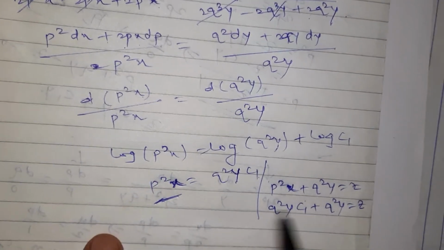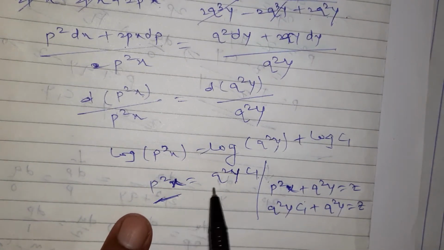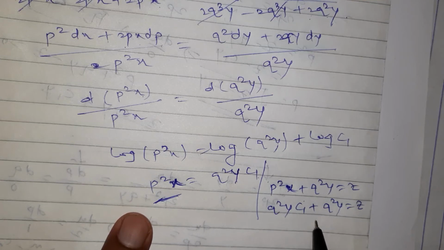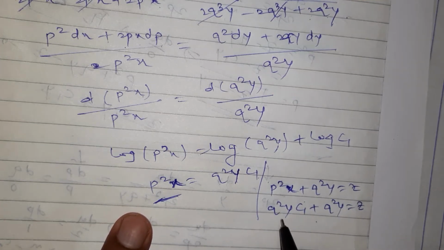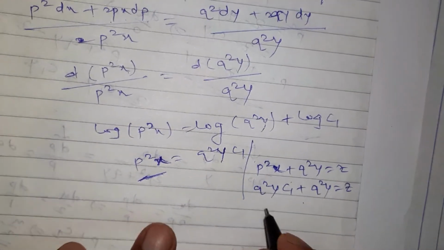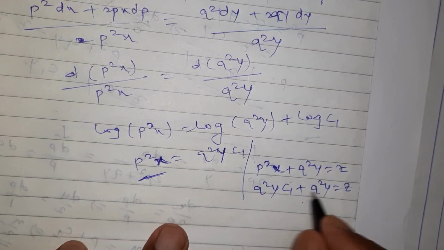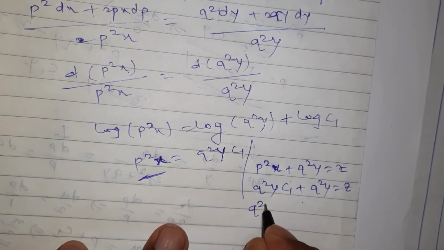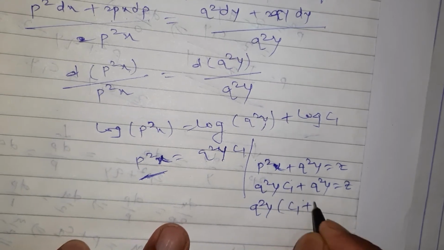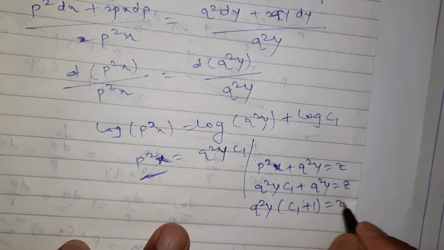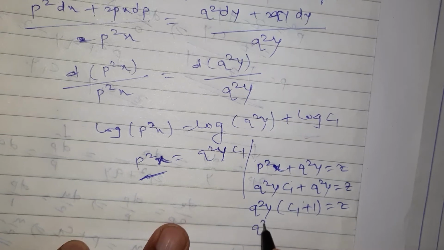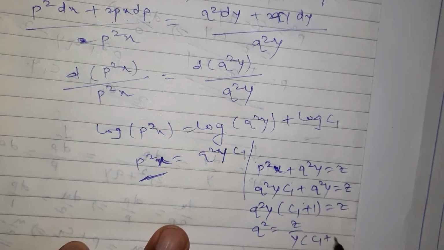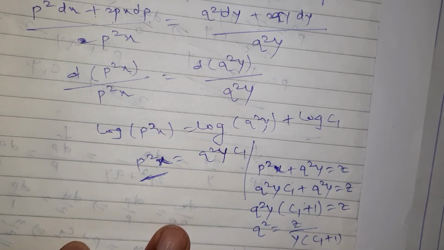So I substitute this first obtained equation in our first equation, and from this find the value of q². What is the value of q² here? Yes, you may take q²y common. So here q²y in bracket c1 plus 1 is equal to z. That is, q² is equal to z upon y into c1 plus 1. Understood?